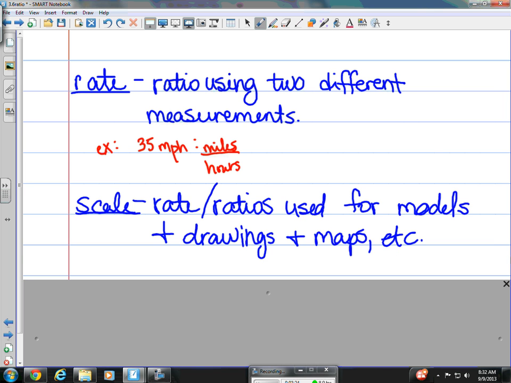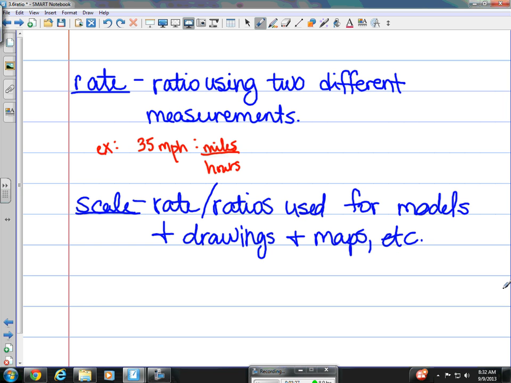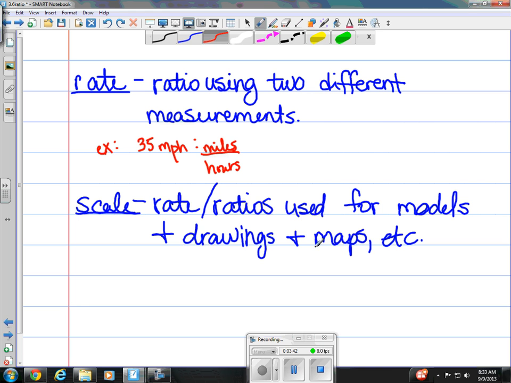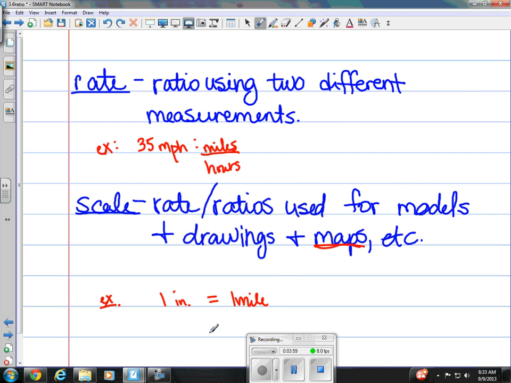And our last one is scale. Scale uses rates or ratios that are used for models and drawings and maps. And scales are really important for maps, especially when you think about the distance on a map might be that 1 inch equals 1 mile. So we have to set up a scale for that of inches to the miles.